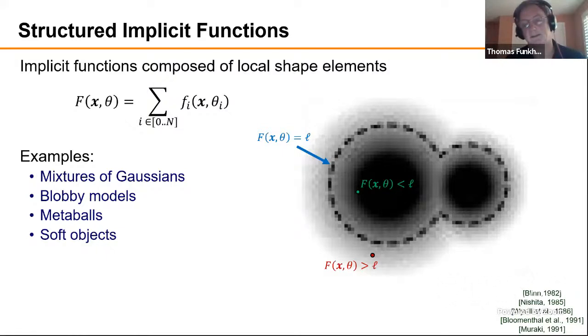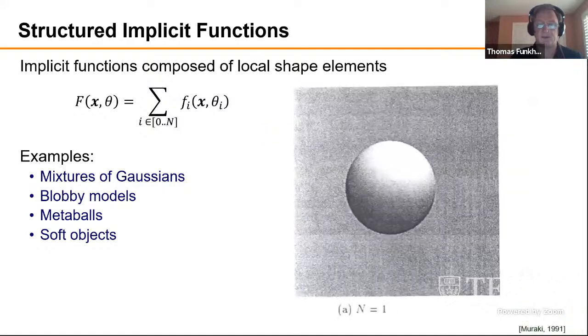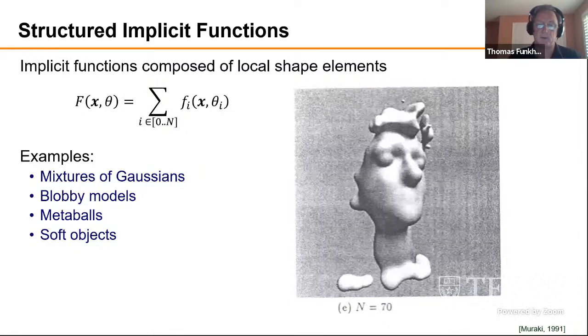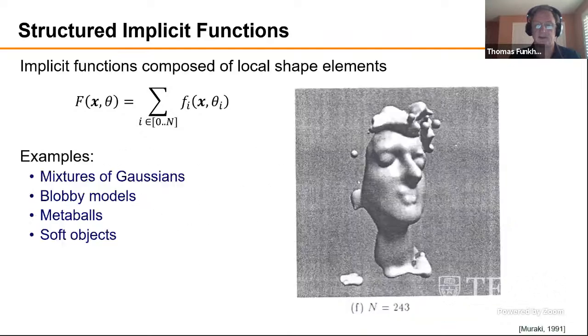If you're less than that, then you're inside the surface. If you're greater than that, you're outside the surface, and if you're equal to that, you're on the surface. Computer graphics people have called these things blobby models or metaballs or soft objects, and they're one of many possible representations of shape in graphics. The motivation back in 1991 for that kind of representation is that by adding more and more of these Gaussians, you can get more and more detail.